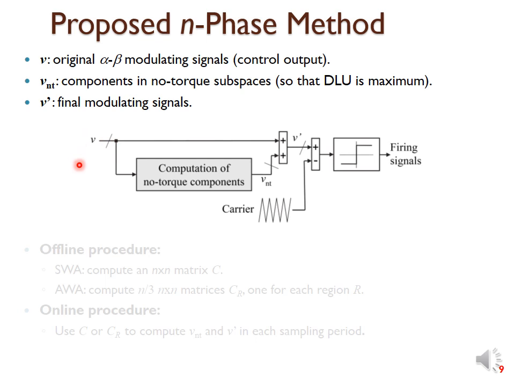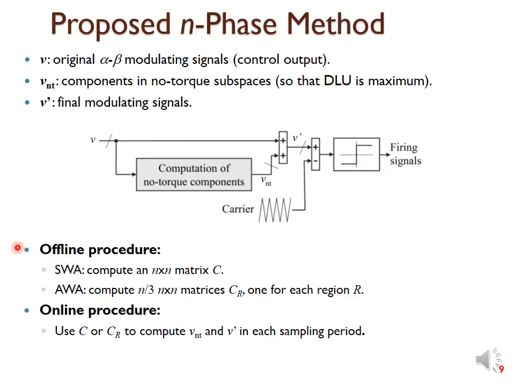This figure depicts the general view of the proposed carrier-based PWM method, where V are the original alpha-beta modulating signals, which are also the control output. V and T are the components injected to maximize the DC link utilization in the subspaces other than alpha-beta, which are not related to electromechanical conversion, assuming that the windings are sinusoidally distributed. And V' are the final modulating signals to be compared with the carrier to generate the firing signals for the inverter. The proposed PWM consists of two main parts, an offline procedure and an online procedure.